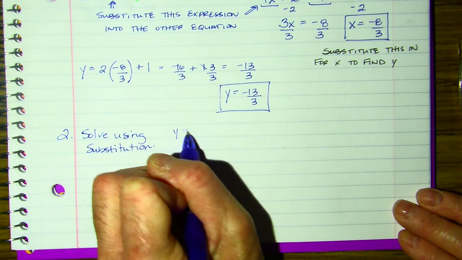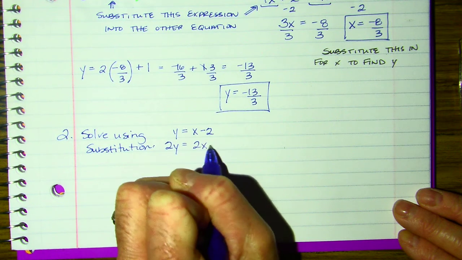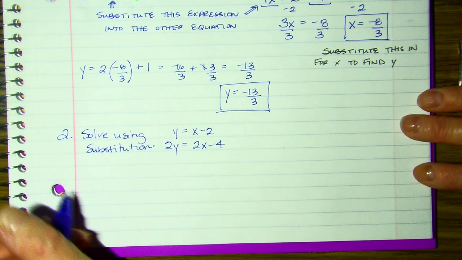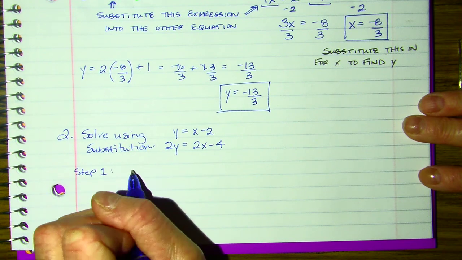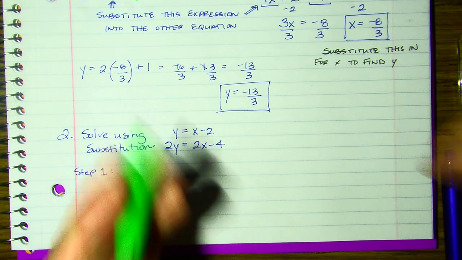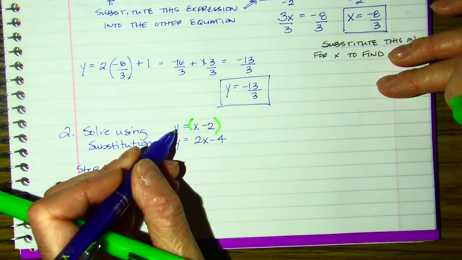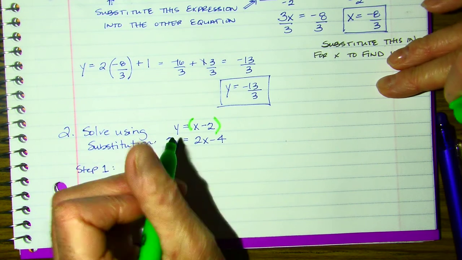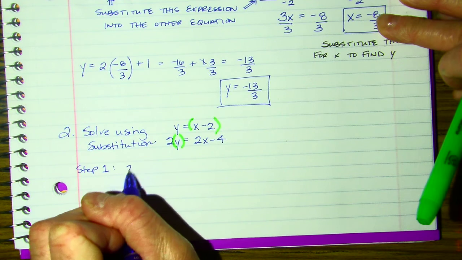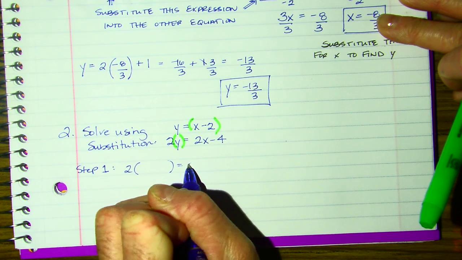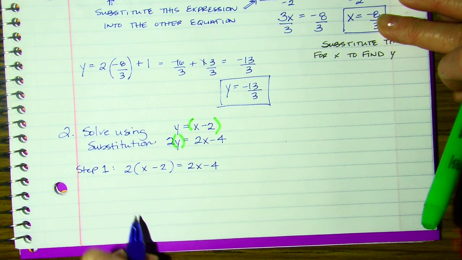So y equals x minus 2 and 2y equals 2x minus 4. Okay, so step 1, I'm going to substitute x minus 2, so I'm plugging in. Look, I already have this guy by itself. That's when substitution becomes so beautiful. This y right here is already by itself, and I'm going to substitute it into here. So 2 parentheses y equals 2x minus 4, and I'm going to substitute in x minus 2. I'm going to distribute.